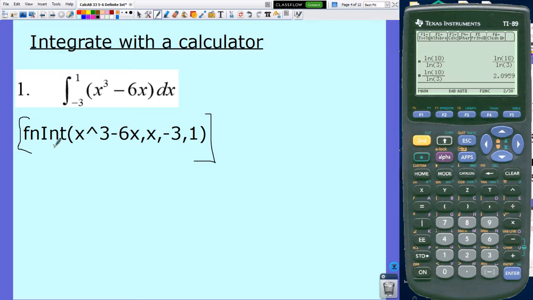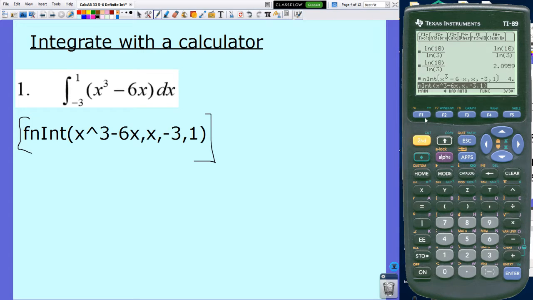There's this function called fnint, and we'll show you how to do this in class. On a 89, there's another way of doing this, but I'm going to do it this way. It's called nint in this case; it might be fnint on the 89s. Numerical integration. I'm going to type in the equation x cubed minus 6x, and you go comma, your variable x, comma, your lower limit, comma, upper limit. I plug that in, and my area is 4.